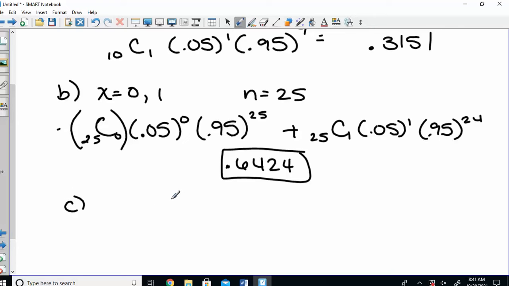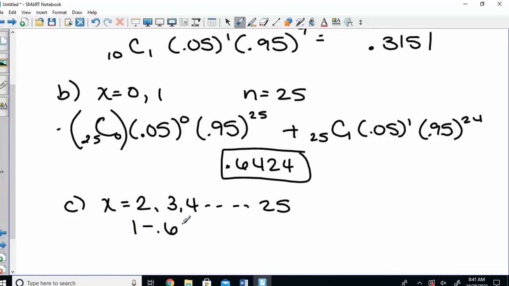Alright, on part C. We want the probability that at least 8 of 10 will not die. Oh, sorry, that's D. C, the probability that at least 2 of 25 will die. So we just found the probability that less than 2 die. Now I want at least 2. So that means X could be 2 or 3 or 4, all the way up to 25.